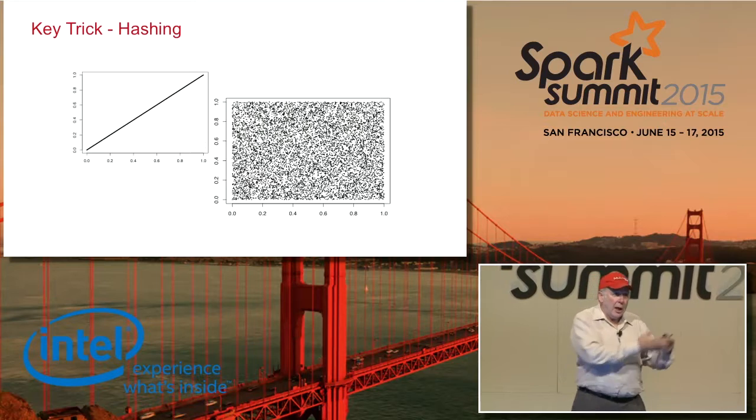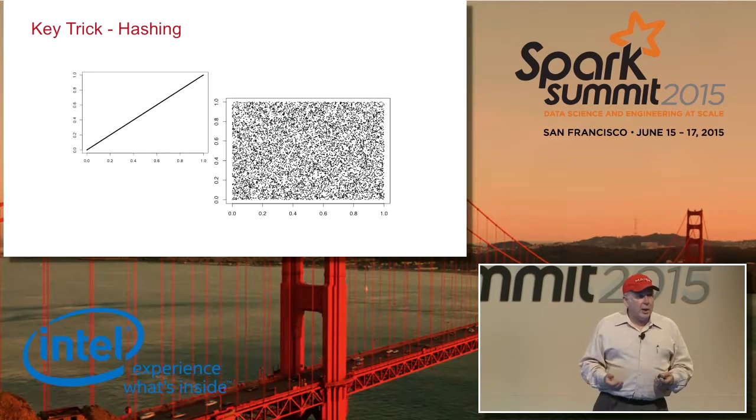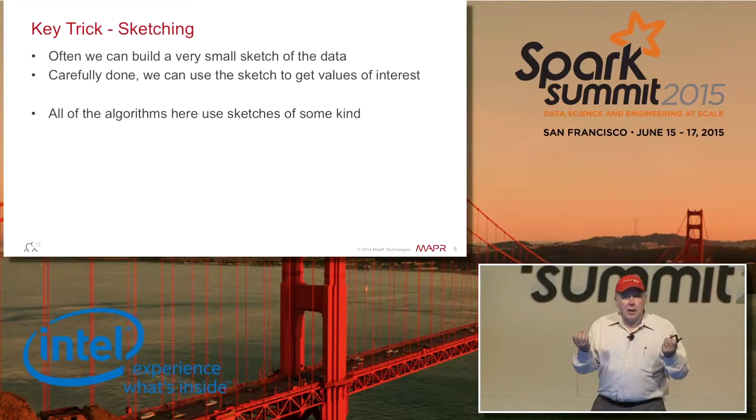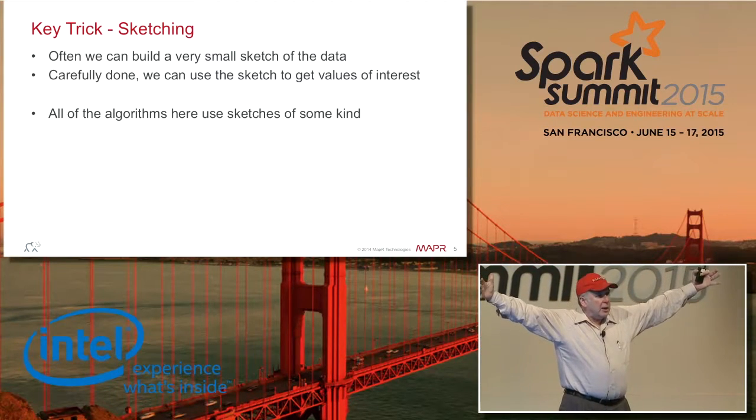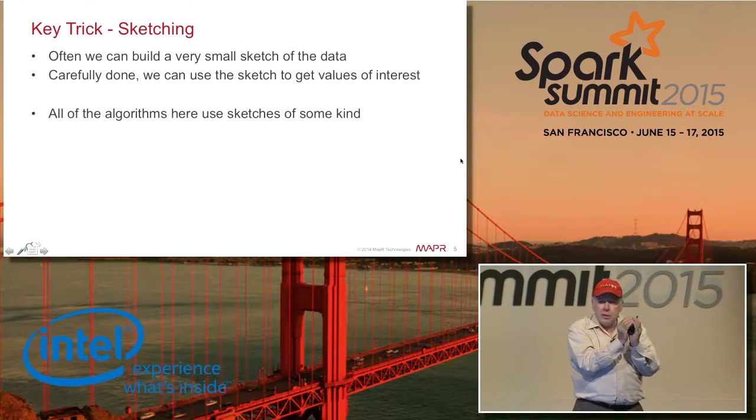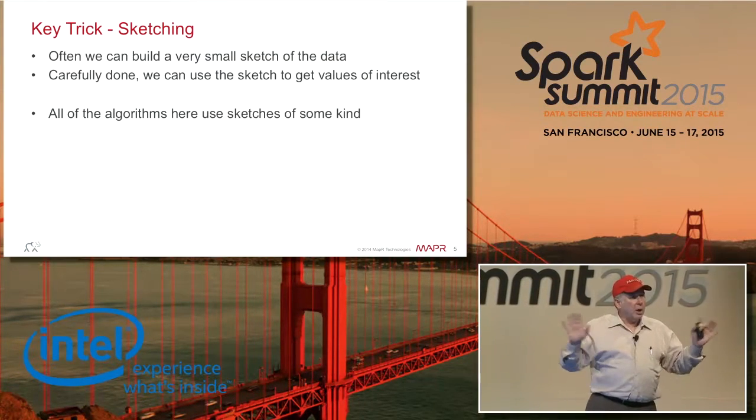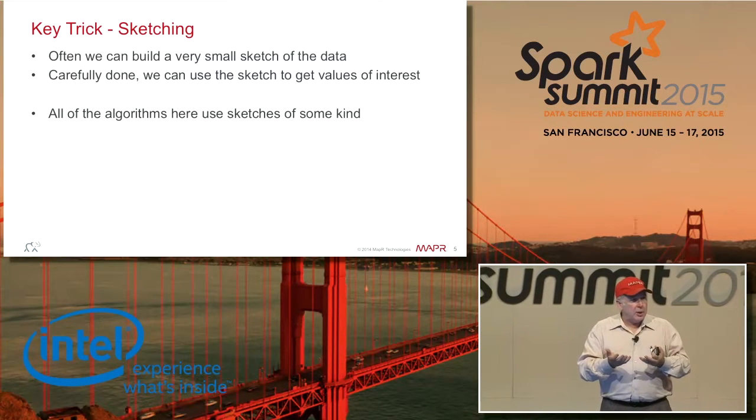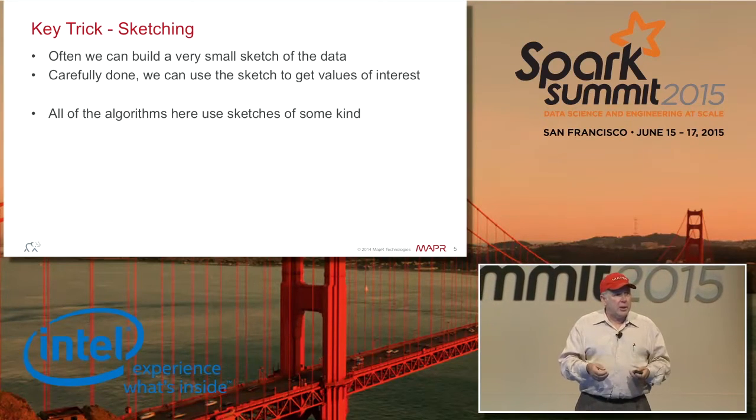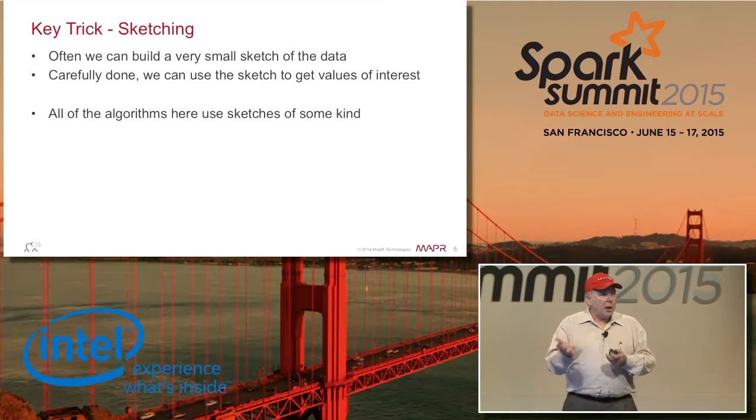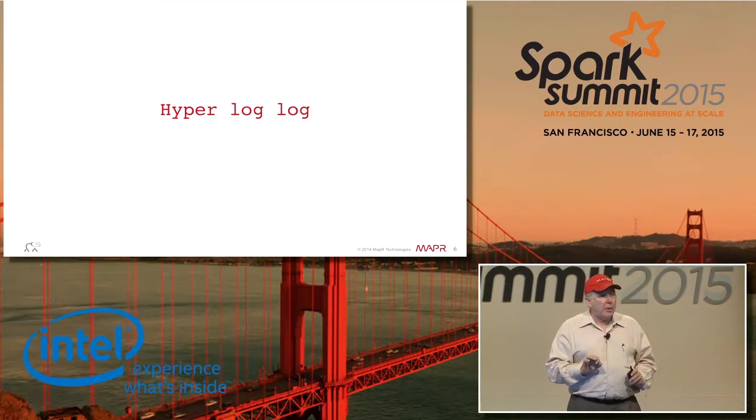One is hashing. Hashing turns a beautiful identity function into hash, okay? Second trick is sketching. Very, very often, you can take a very large amount of data and make a very small representation, which is just as good for some purpose. Not for all purposes, but for some purpose. The trick is to find a good sketch, and all of the algorithms here use sketching of some kind, and most use hashing. So let's talk very quickly about HyperLogLog.